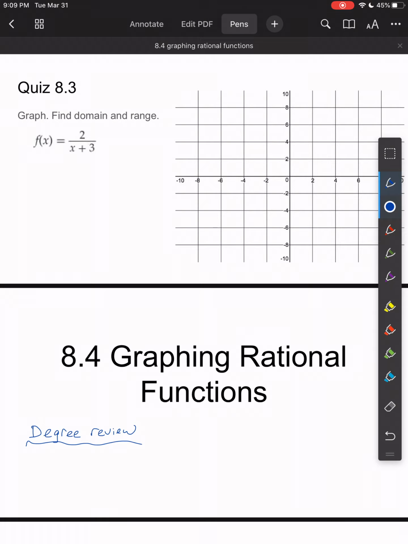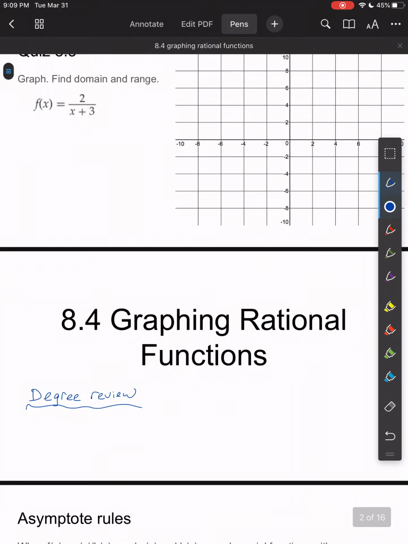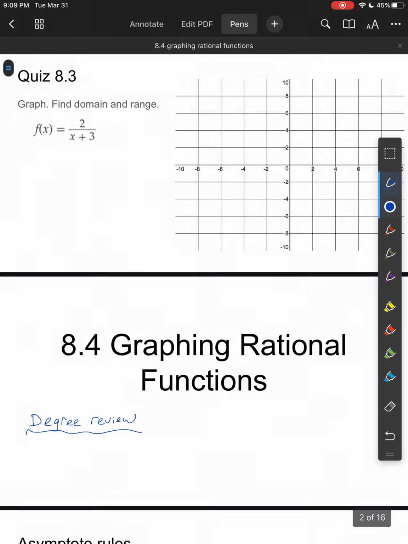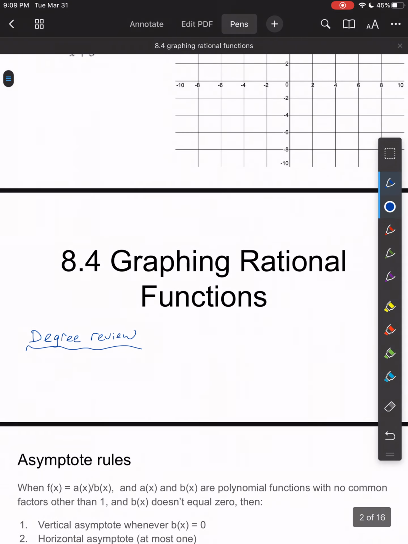Okay, so just really quick before I get into graphing rational functions, I need to do a quick review. And that is a review of the word degree. So if I have an expression like x to the third plus x squared plus 1, hopefully you remember that this has a degree of 3. The reason for that is the highest exponent in any of the terms is 3. Okay, so it has a degree 3.